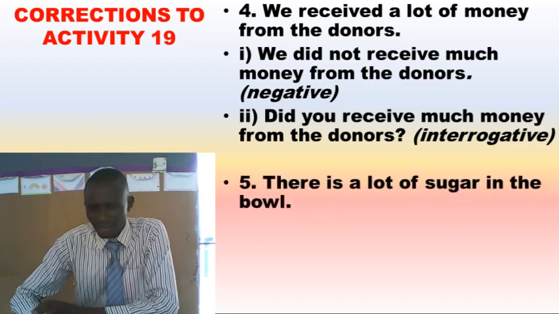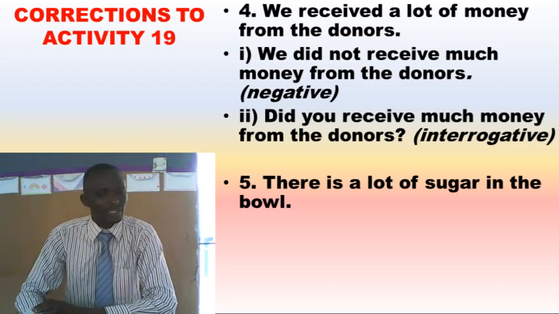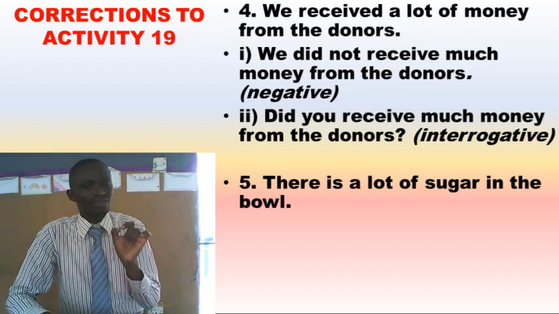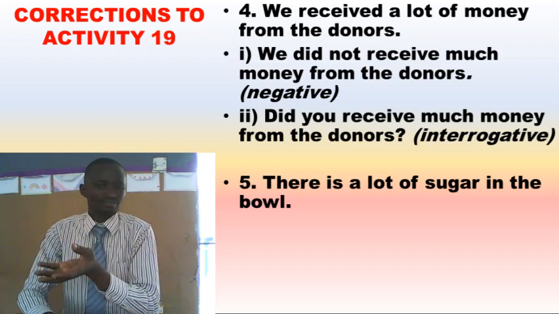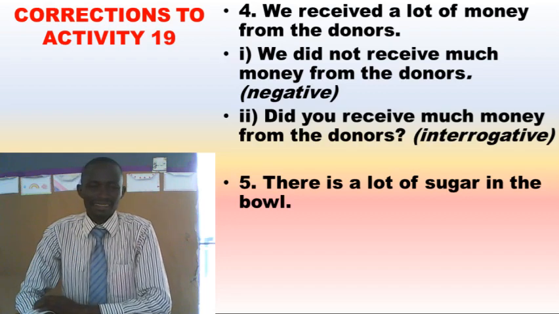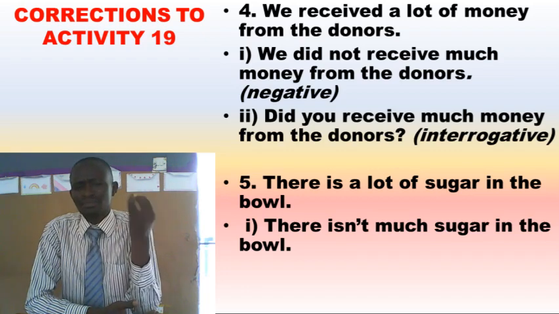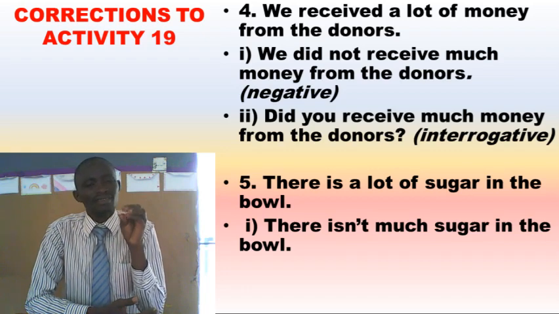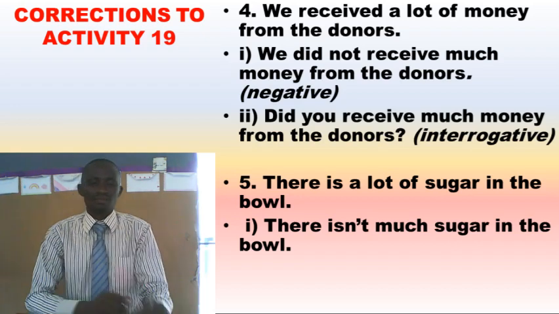The next number says, there is a lot of sugar in the bowl. This one is familiar to each of us. And remember, we are asked to use much. Why? Much agrees with uncountable nouns. An example, money, sugar, water, and so on. So for this case, we shall have it as, there isn't much sugar in the bowl. Your task is simple. Changing from positive to negative, or constructing that very sentence in a question form. And yet, the questioning word should be picked from the helping verb.